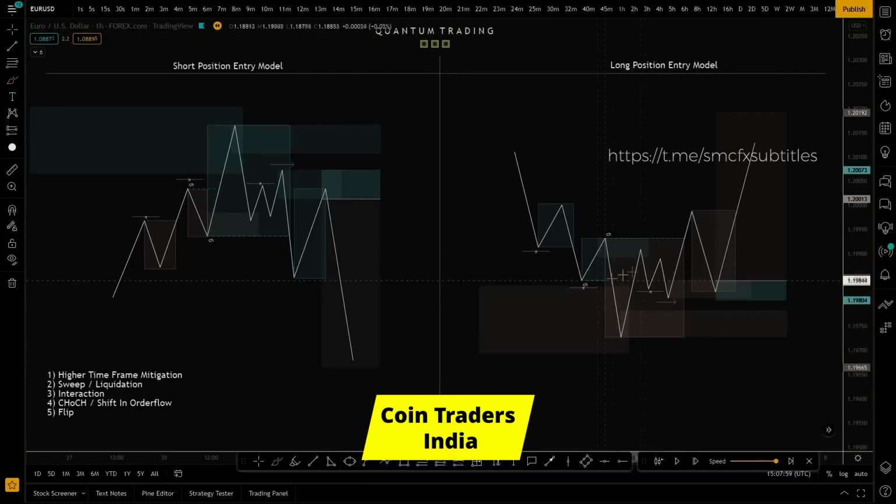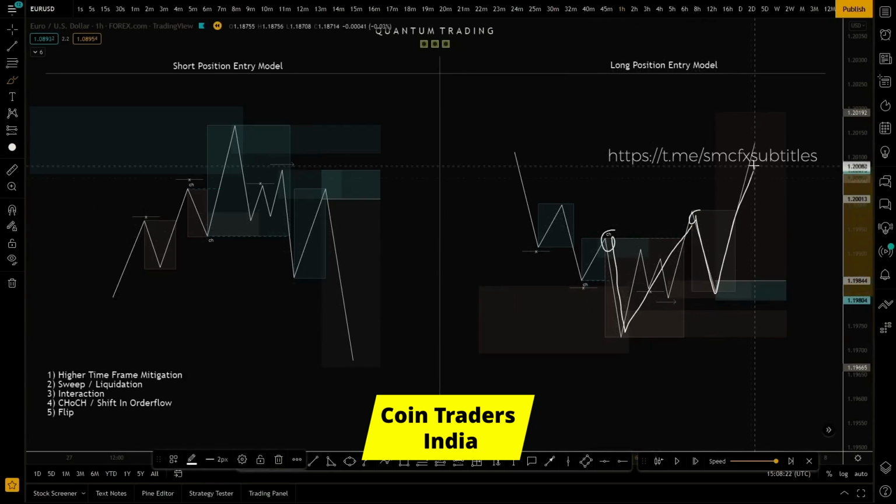But what happens? We get the interaction to the supply level, and then we get a break. We've had a change of character. So we can see here now, we've taken a low and we've taken a high, and it's that shift in order flow, because we can see price has shifted from supply ranges to demand ranges, because you can see now the low to the high. So you can see this now became a new demand range. And then we start to see price shift from these supply ranges to demand ranges, and you've had that shift in order flow, okay?